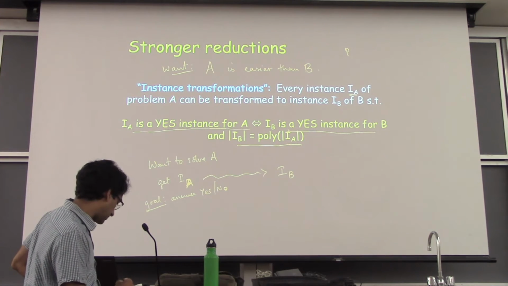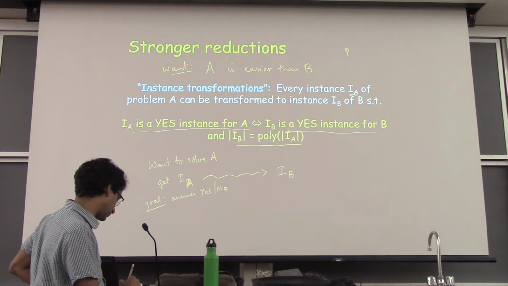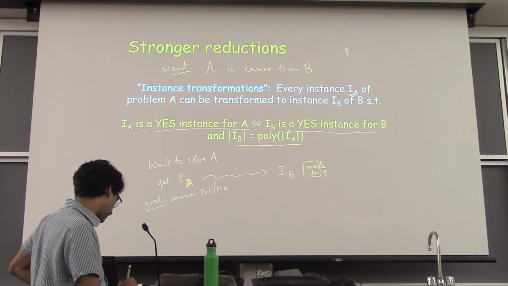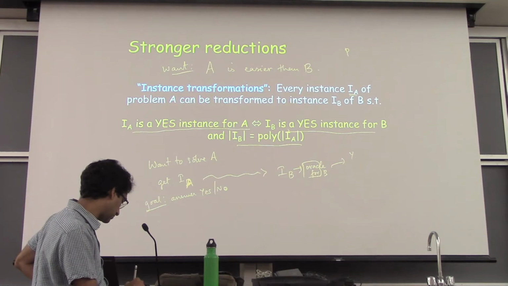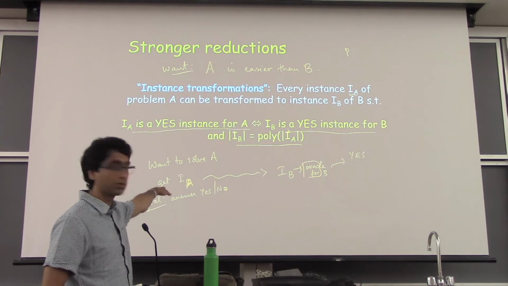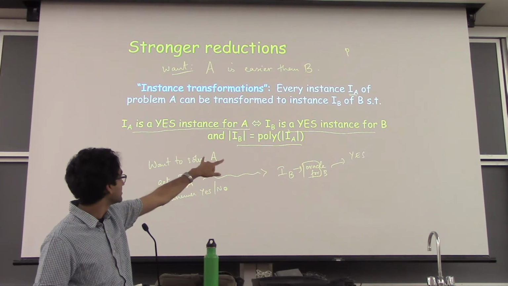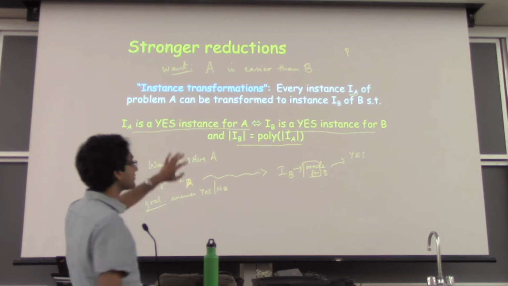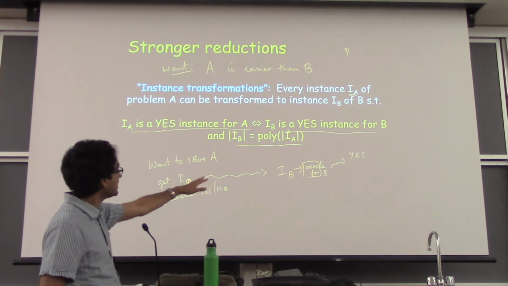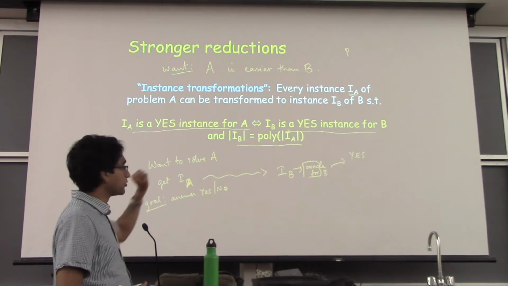And now if I assume that B can be solved, then there is an oracle for B. So I feed this IB to this oracle for B, and I get the answer. Maybe it is yes, in which case I can just answer yes to this problem. Because the guarantee I have is that IB is a yes instance if and only if IA is a yes instance. So this is an easy way of reducing A to B.